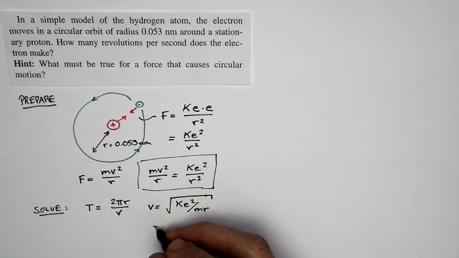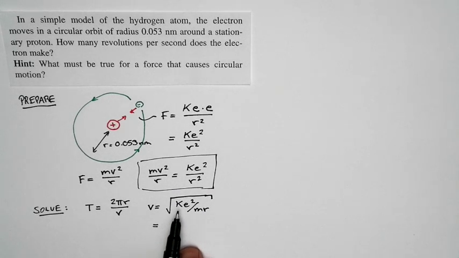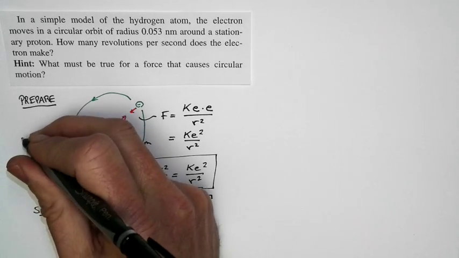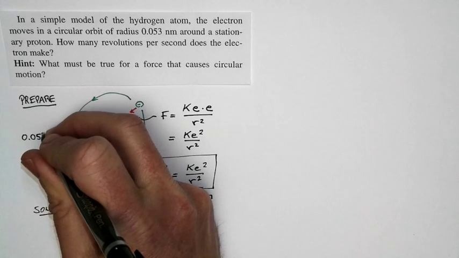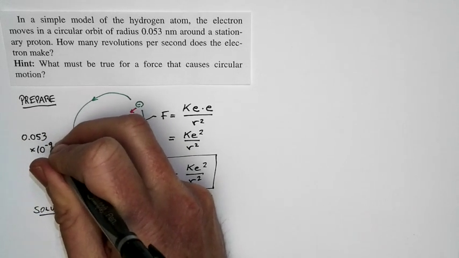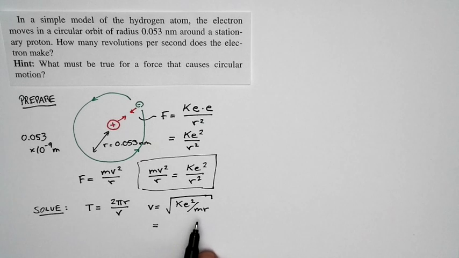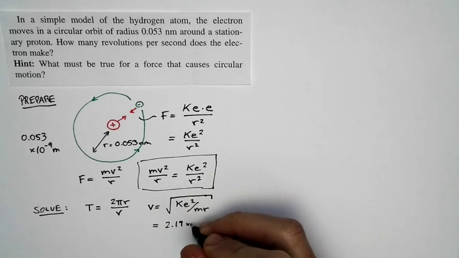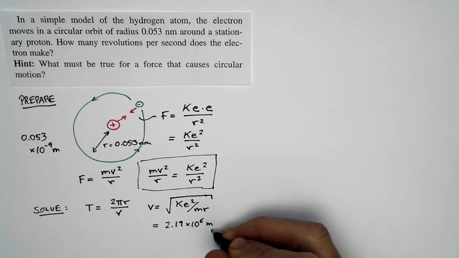Now, all of these quantities are known. This is our constant k, it's 9 times 10 to the 9th. This is the charge on the electron, 1.6 times 10 to the negative 19th. This is the mass of the electron, 9.1 times 10 to the minus 31st kilograms. And then we have our radius, 0.053 nanometers, or 0.053 times 10 to the minus 9th meters. So I know k, e, m, and r. I can put in all of these numbers, and if I do that, I calculate a speed of 2.19 times 10 to the 6th meters per second.